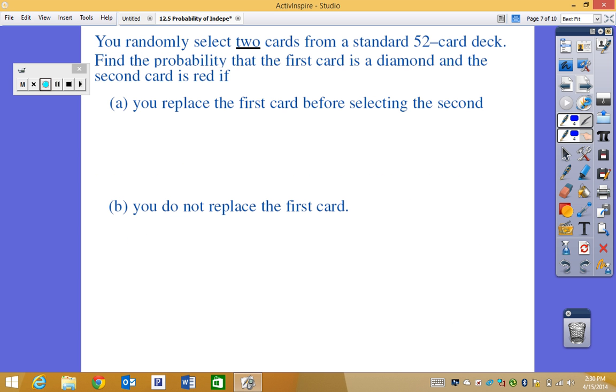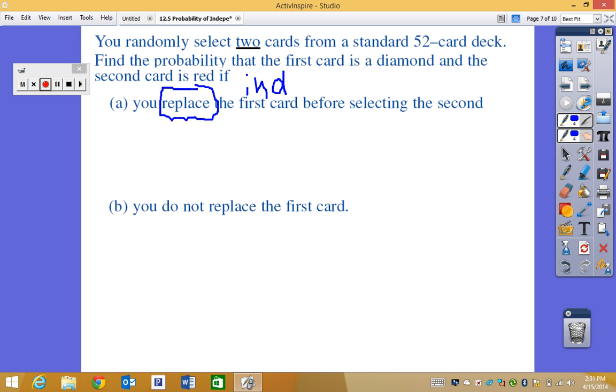You randomly select 2 cards from a standard 52-card deck. Find the probability that the first card is a diamond and the second card is red if you replace the first card before selecting the second. When you replace the card, this is considered an independent event because drawing the second card has no bearing on what you drew on the first card, because you're putting it back in the deck.